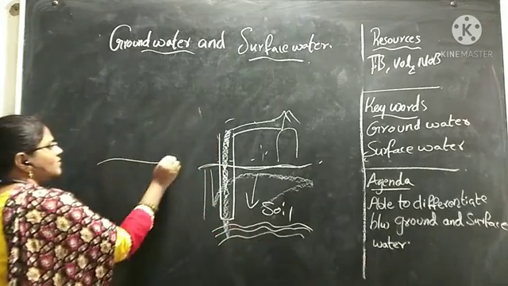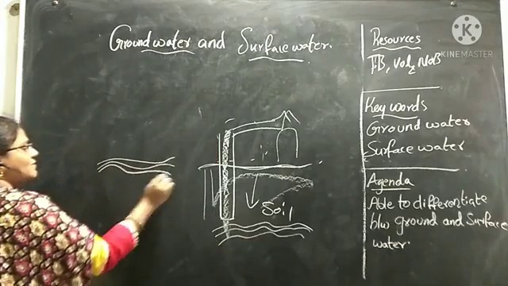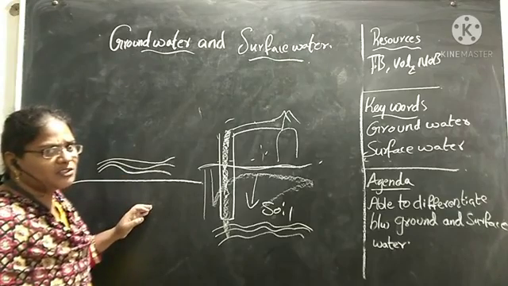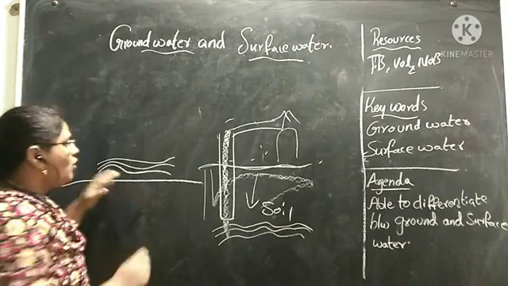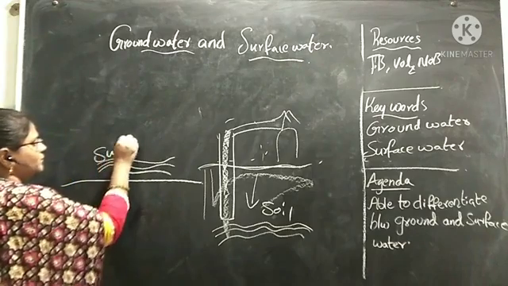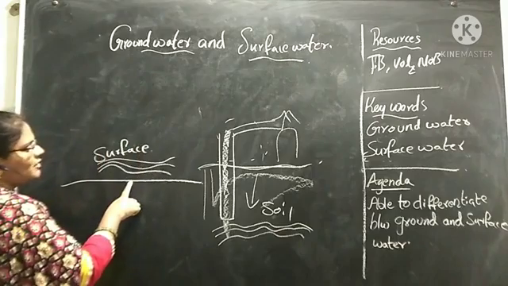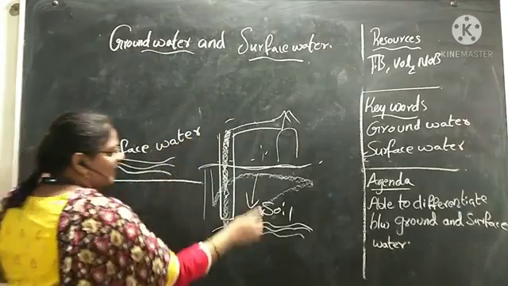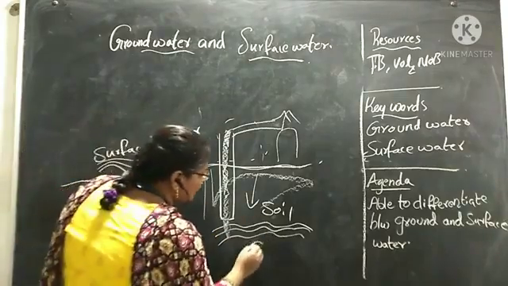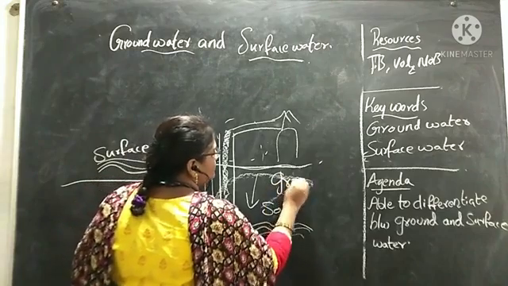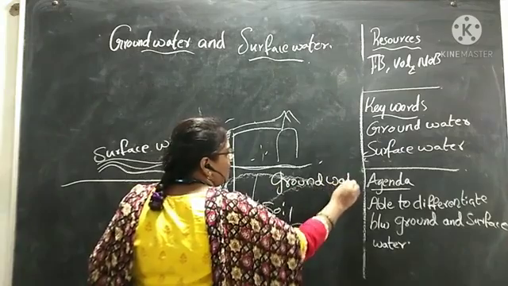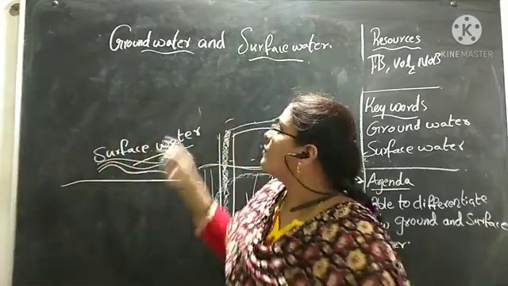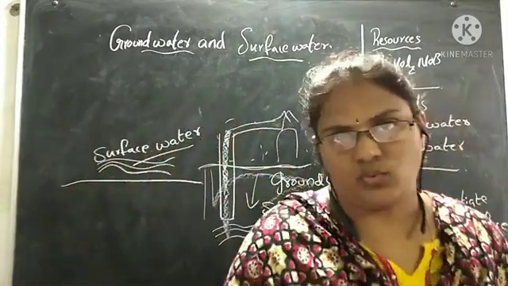And seas, oceans or rivers, they are on the land. Are they under the ground? No, they are on the surface of the ground. So what do we call this type of water? Surface water. And the water which we get under the ground we call groundwater. Now we are getting water from two types. What are they? Groundwater and surface water.